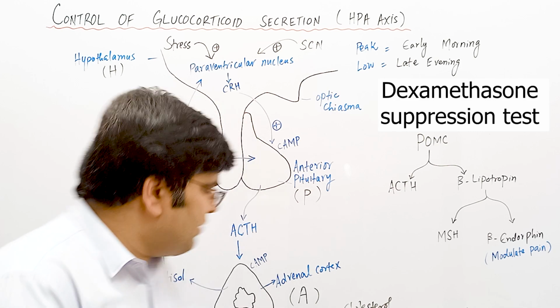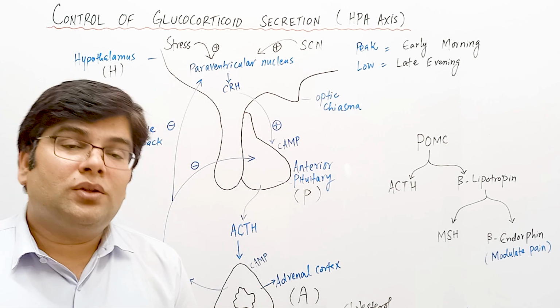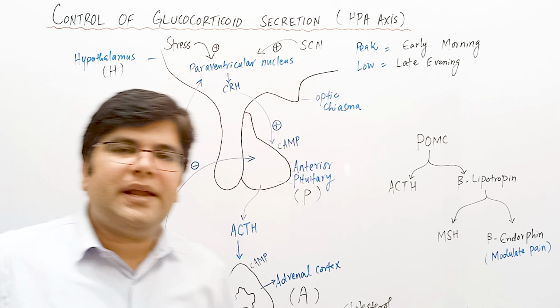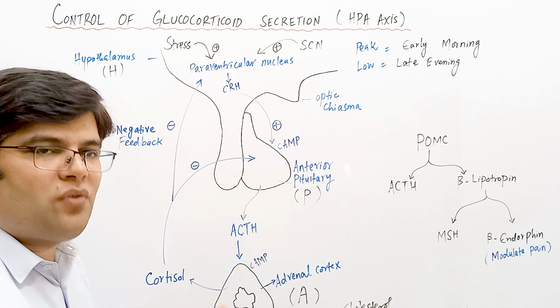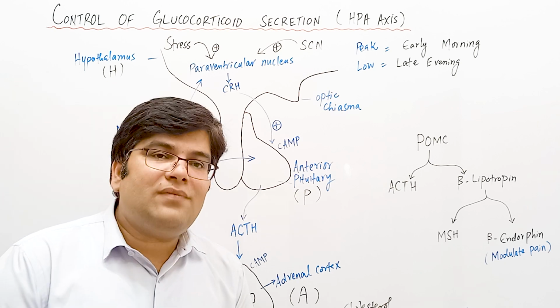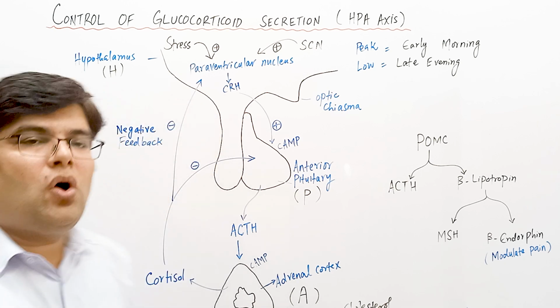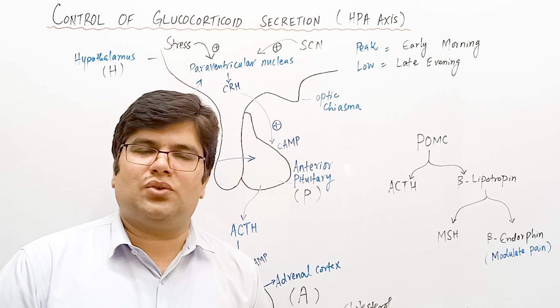And those who are having tumor of the adrenal cortex, this tumor of adrenal cortex is not under any negative feedback control. So we cannot suppress the secretion of cortisol hormones from this tumor of adrenal cortex neither with low dose of dexamethasone nor with high dose of dexamethasone.